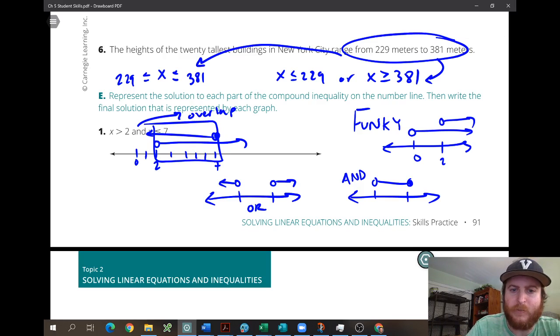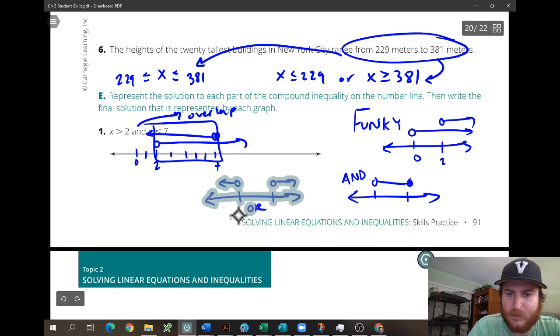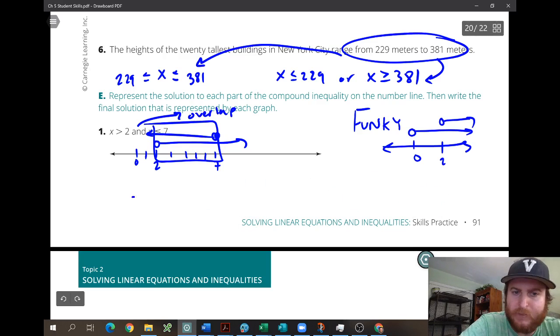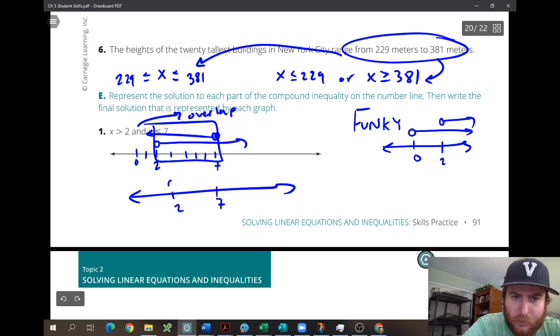So for our answer here, let me erase this to have some room. What we're going to do is just regraph this with 2 and with 7. Put an open circle at 2, closed circle at 7, and connect them. And then let's write our final solution in compact form. This is my answer.